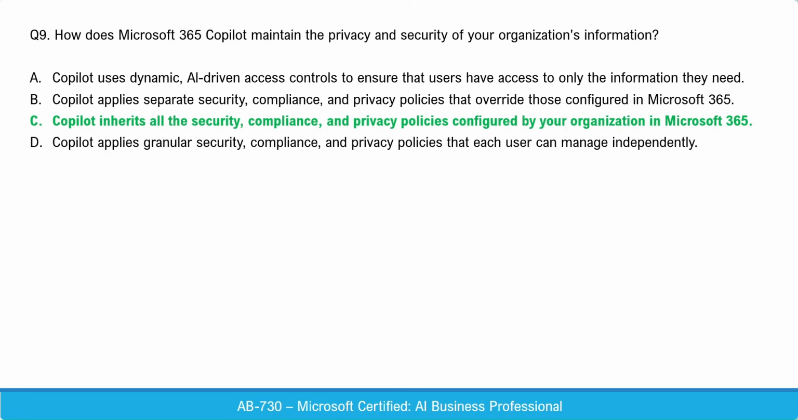Well, let's look at other options. Option A talks about AI-driven access controls. It sounds advanced. It's incorrect. Copilot does not decide access dynamically. It follows existing permissions. Option B says Copilot overrides Microsoft 365 policies. That would break enterprise security. So this is clearly incorrect. Option D says users can manage their own security policies. That's absurd. Security is centrally managed by administrators, not individual users. So one option aligns with how enterprise security works, and that is inheritance of existing policies. So the final option is option C.